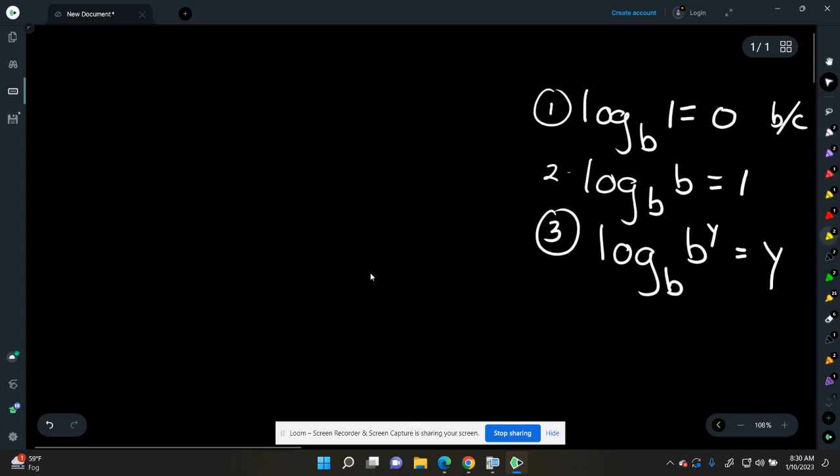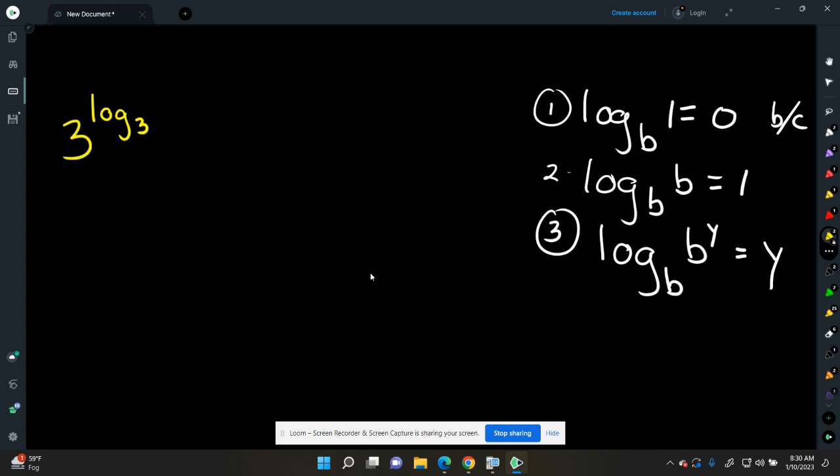Okay, so let's look at this. We've got, let's do 3 to the power of log base 3 of 9. Let's just explore this for a moment. What is log base 3 of 9? 2, because 3 squared is 9. So that means we have 3 to the second. Now what is 3 to the second? 9.